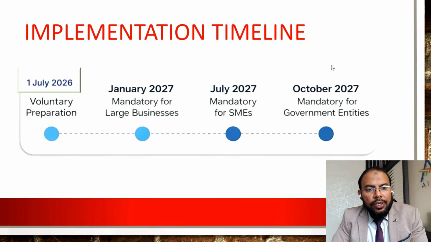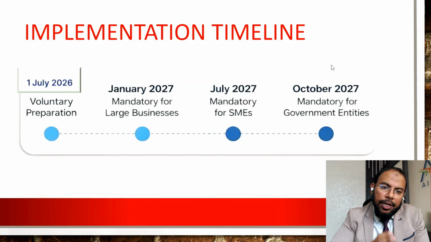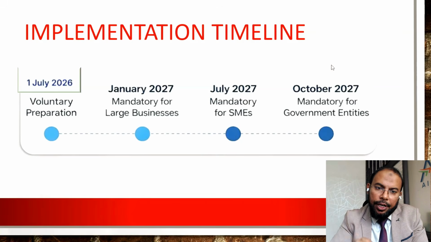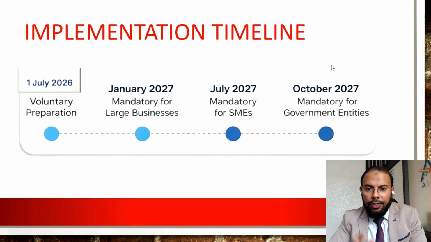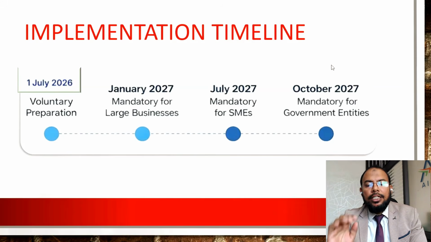First of all, for your understanding, from 1st July 2026, it will be applicable on a voluntary basis. Further, in the next phase, January 2027, we have to follow the e-invoicing concept for only large businesses. I hope this is clear. For only large businesses, it will be applicable from January 2027. Thereafter, in the third phase, July 2027, it will be applicable for SMEs also. I hope it is clear.